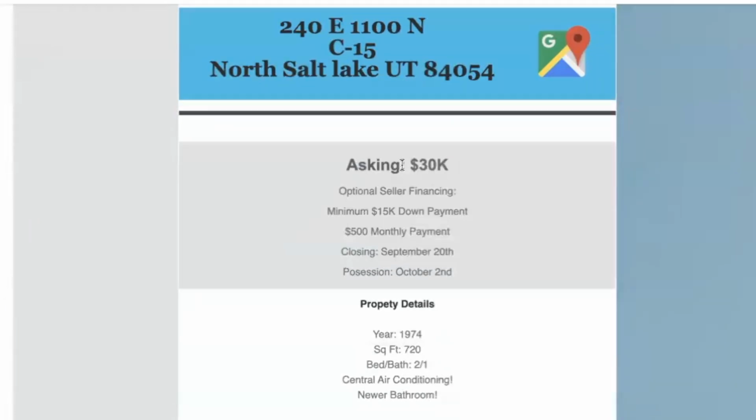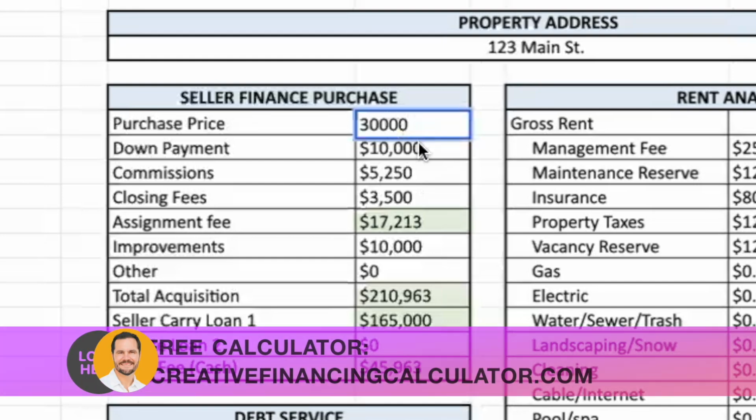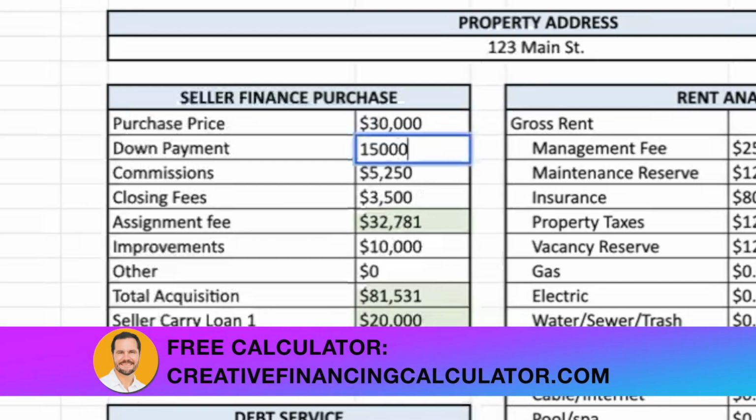Yep. So they're asking 30K, optional seller financing, 15K down, 500 a month. And usually mobile homes have a lot fee, which I don't see on here, but I was going to find out. So what I would do here, purchase price would be 30. Down payment 15. Commission, there's no commission. Closing costs, for something this cheap, it's usually like 1,000.